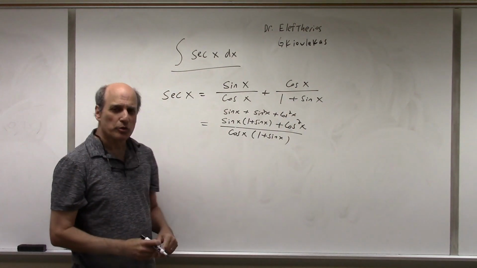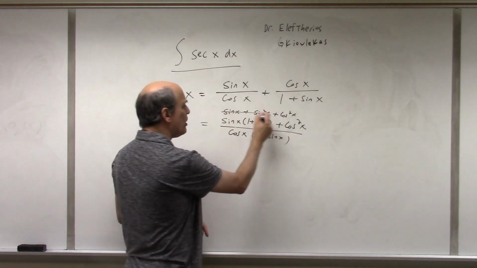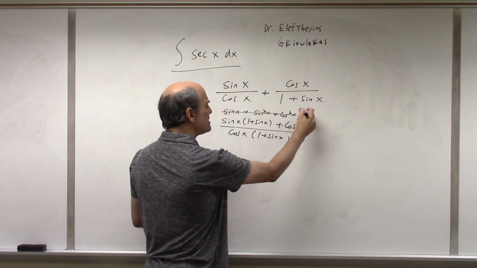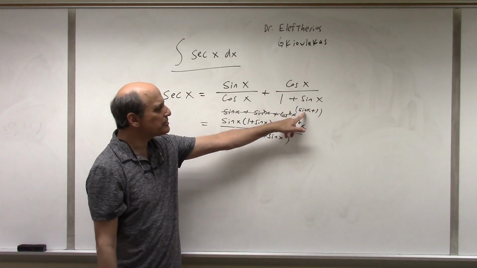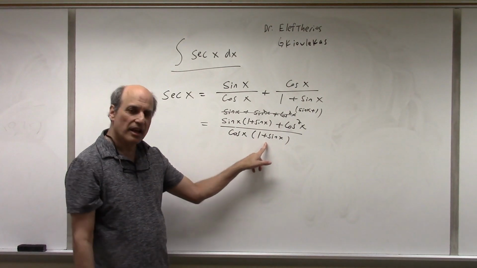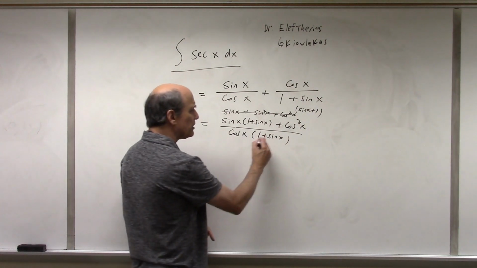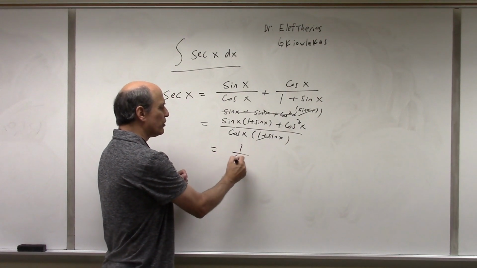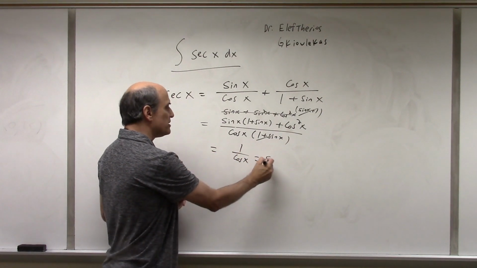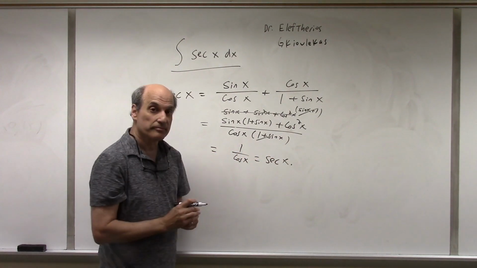But of course, sine squared plus cosine squared is just 1. So this is sine of x plus 1. And I have a sine of x plus 1 in the top and a sine of x plus 1 in the bottom. Clearly, I can just cancel those. And that's just going to leave 1 over cosine x, which is indeed secant.